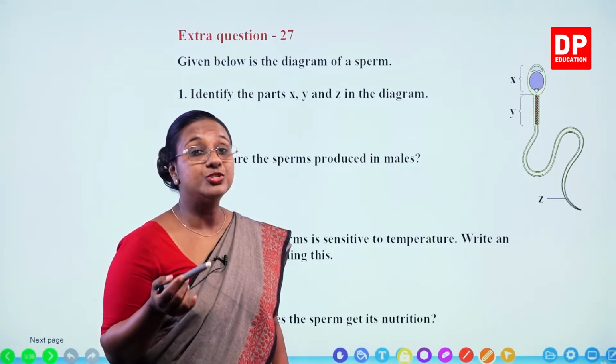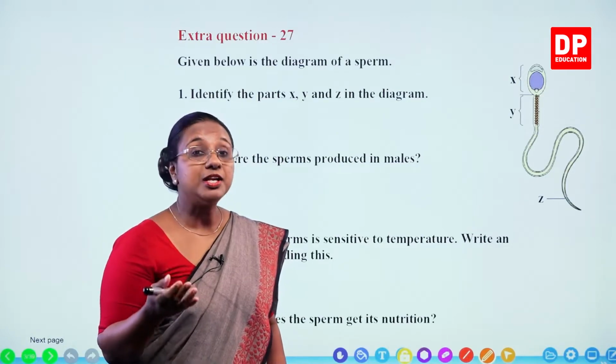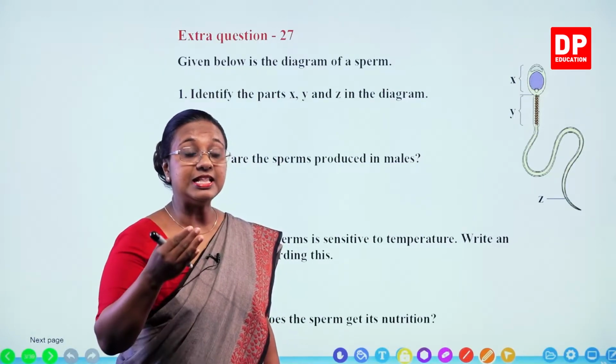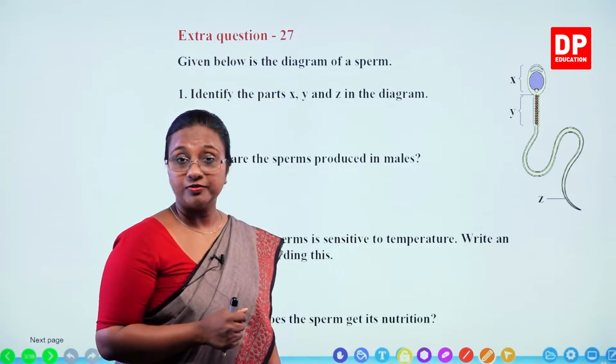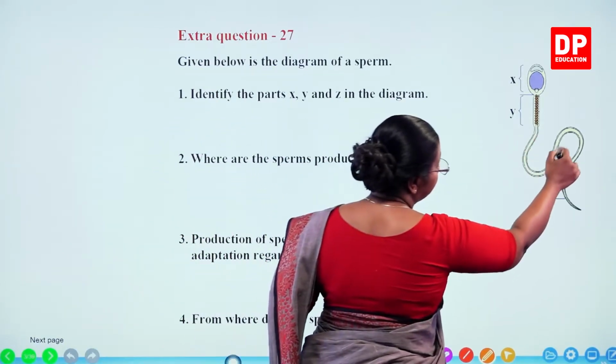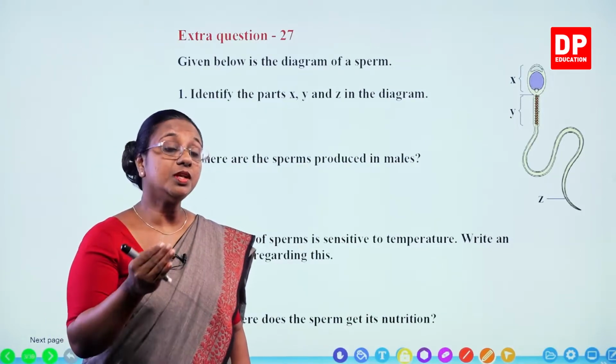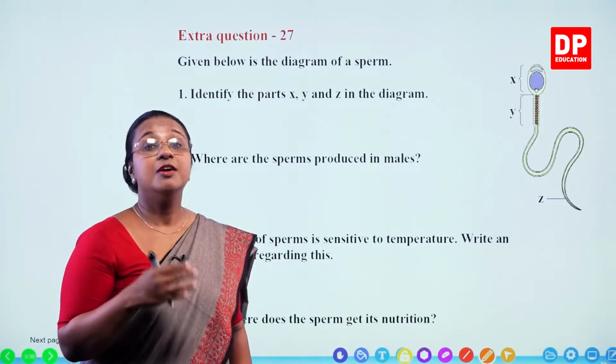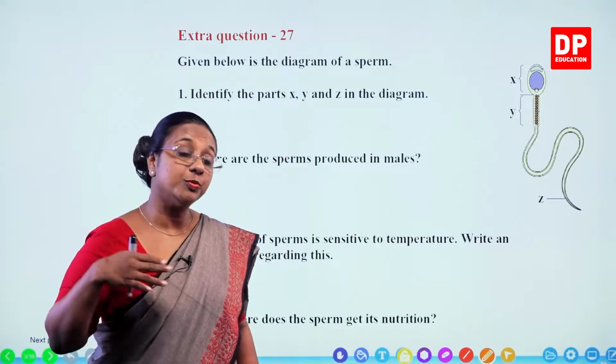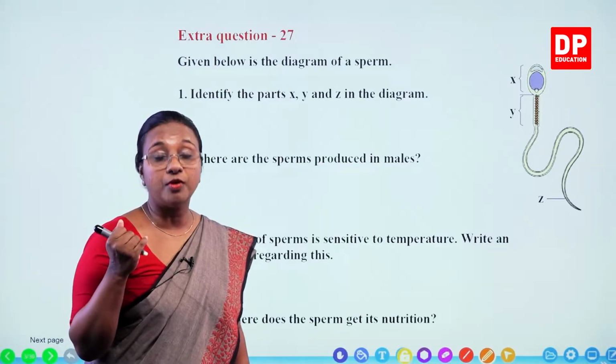What is that? Those are the mitochondria. Mitochondria produce a lot of energy that is needed for the movement of the sperm. And then here we have this structure, that is the tail of the sperm. What is that used for? For the movement of the sperm, to propel the sperm to move forward.